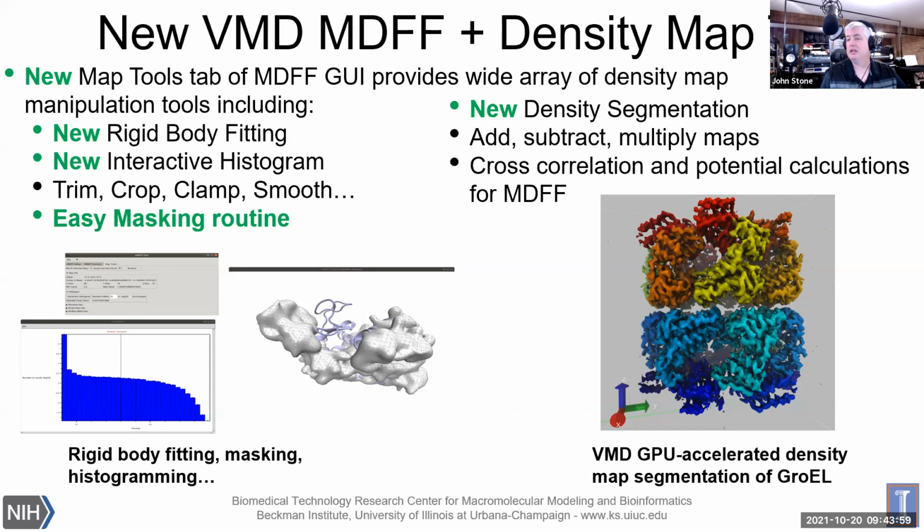And by labeling those things with a unique index, we can then refer to them and say, I want to write out just the part of the structure that's in group 47, which might be this yellow region here, for example. That gives us the ability to refer to those parts of the structure directly. It allows us to do things much like an atom selection, but for a volume. We can do cross correlation and potential calculations for MDFF using these tools.